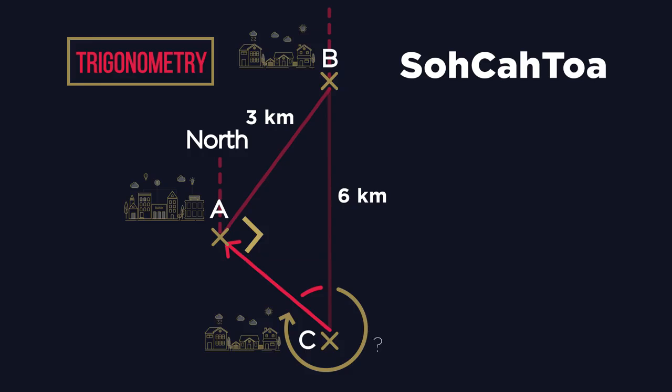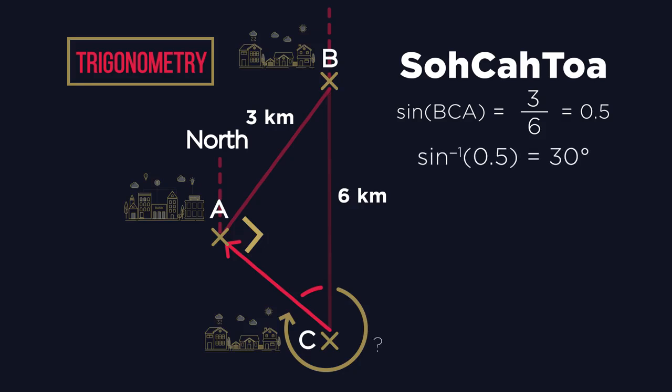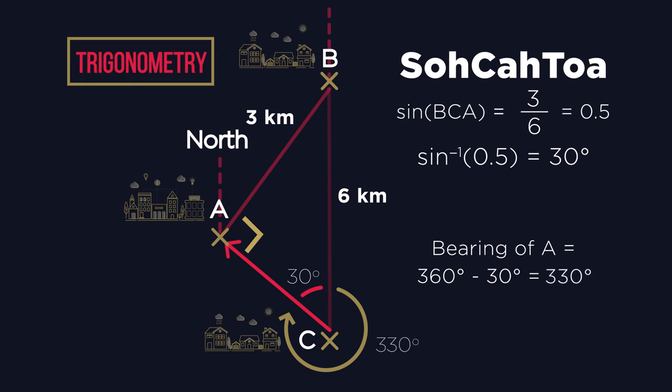We can see the opposite length is 3 kilometers, whilst the hypotenuse is 6 kilometers. As sin BCA equals opposite over hypotenuse, or 3 divided by 6, this gives us 0.5. The inverse of sin of 0.5 gives us an angle of 30 degrees. To find the actual bearing of A, we then subtract this from 360. This gives us an answer of 330 degrees.